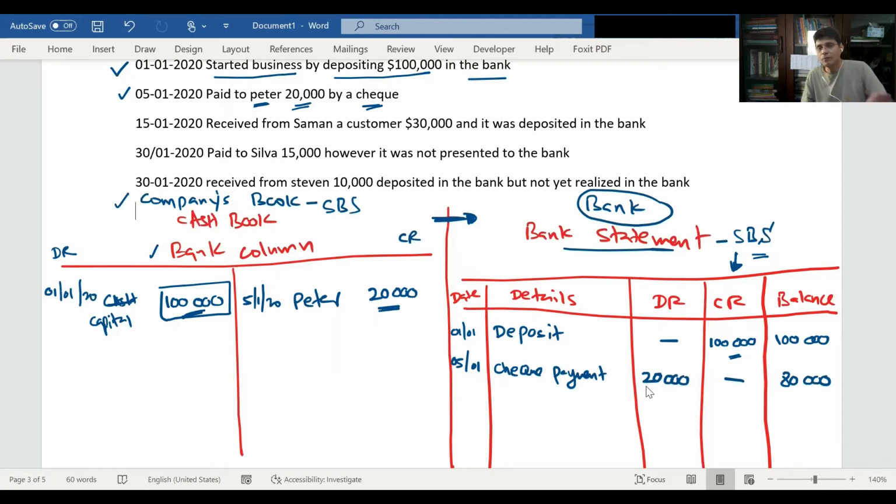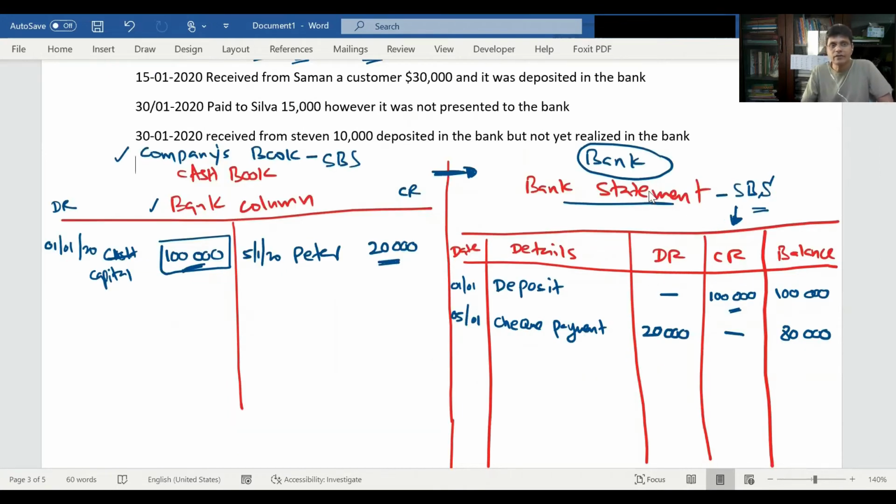If you have any doubt, please ask me anything. Please clarify then and there. Okay, now 15th January, what's happening here?